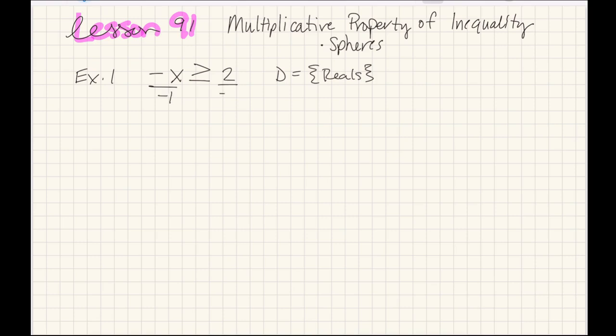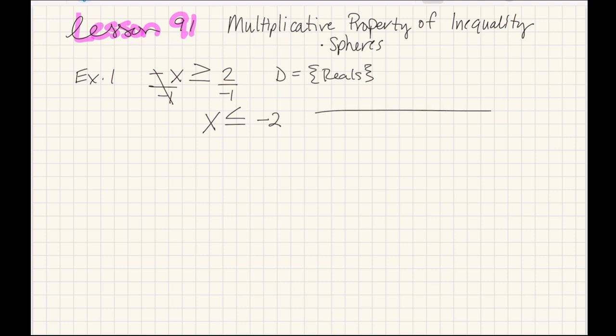So if I divide both sides by negative 1, I get x on this side, and then I get negative 2. My sign needs to flip. It is no longer that x is greater than or equal to, because that was the negative. I just need to flip this sign. If negative x is greater than or equal to, then x is going to be less than or equal to.